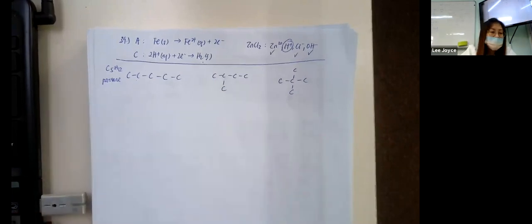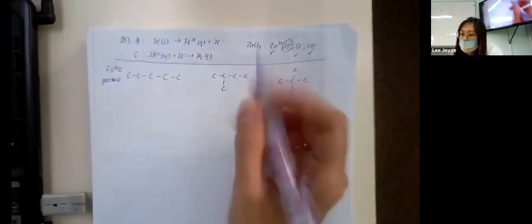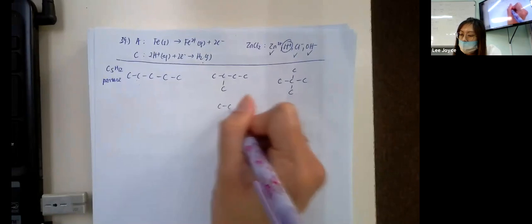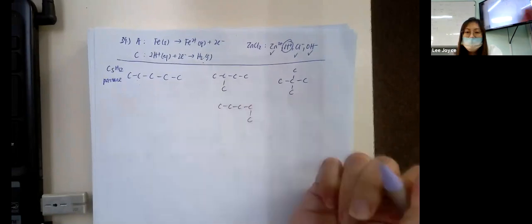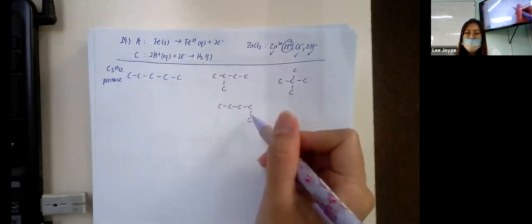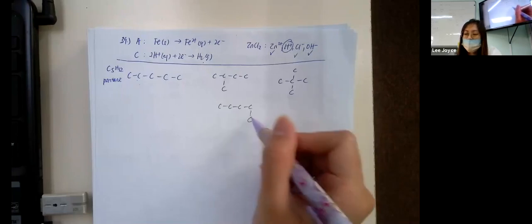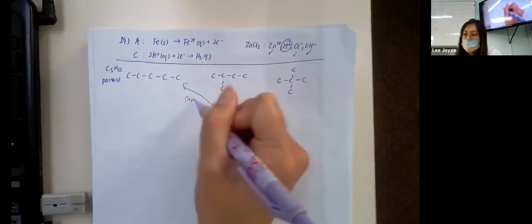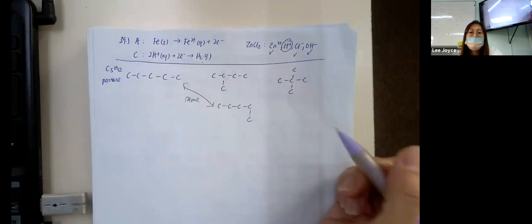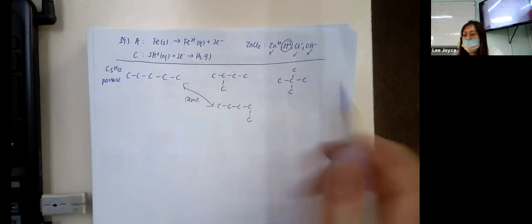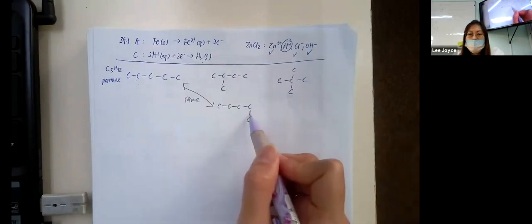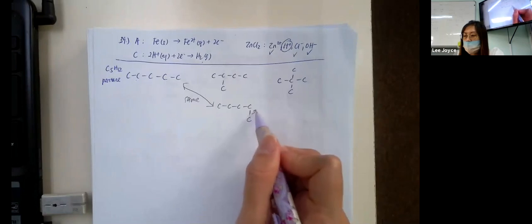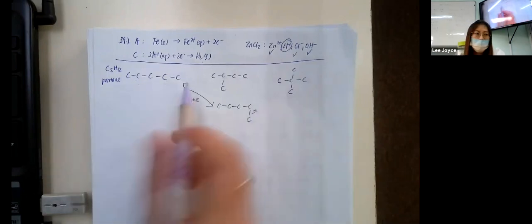Let me ask you a few questions. If I were to arrange the carbon atoms in this manner, is this an isomer? So this is not an isomer. In fact, this is the same as this. They are the same. Why are they the same? Because all the single bonds can be rotated. You can rotate it up and get it to a straight chain.